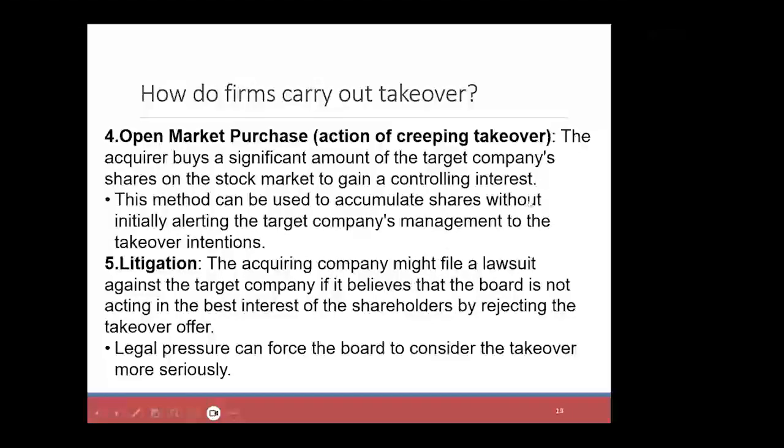That is, you accumulate shares: creeping takeover and open market purchase. Open market purchase is just an action of doing a creeping takeover, which is when you accumulate shares without alerting the target company's management. And the fifth, and the most simple way of acquiring, is that you file a lawsuit against the target company if you believe that the board is not acting in the best interest.